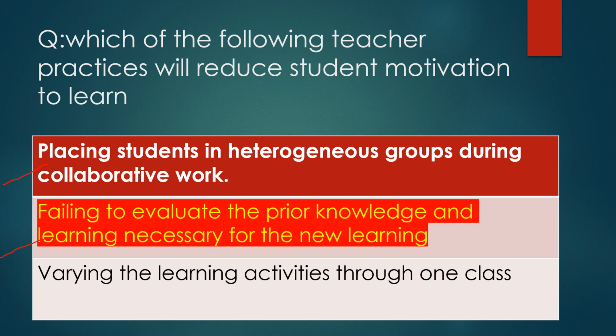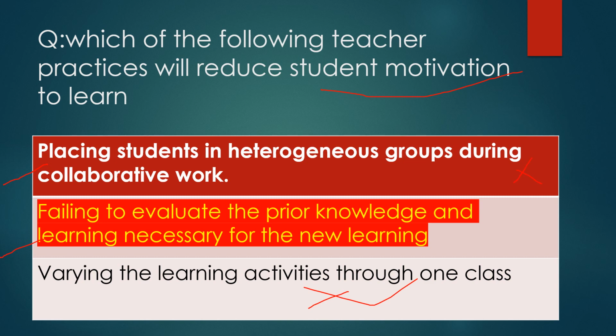Okay, so here you have to focus on the keyword in the question, which of the following practices will reduce student motivation. Now you have to see, if you put students in a heterogeneous group during collaborative work, his motivation will not be reduced. His motivation will be increased, because there are going to be different levels of students, and the student will feel motivated to be like them, to act like them. And if you look at this option, varying the learning activities through one class. If you vary the learning activities through one class, students will be motivated, because you are changing activities. Student interest will be maintained throughout. So these two are the distractors.